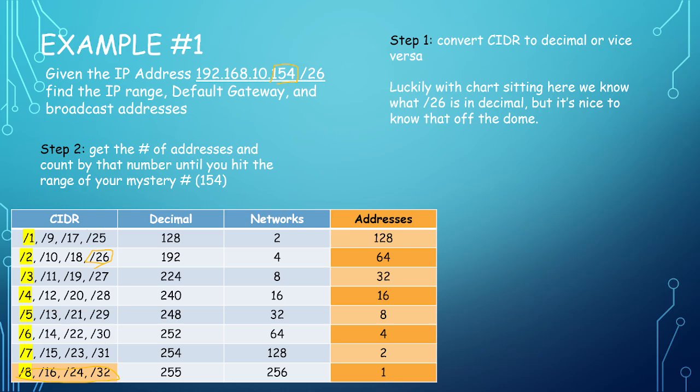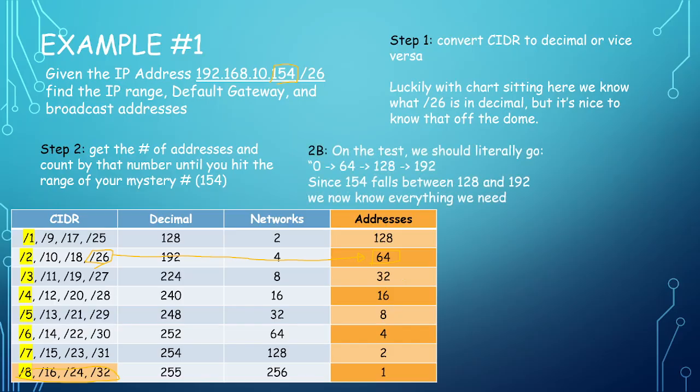Anyways, so we're going to get the number of addresses and we're going to count by that until we hit the range of our mystery number. And since we know our range of addresses is 64, so we know our CIDR, we can just skip all this and point that right there. 64, we're going to count by 64s. So on the test, we should, in this case, literally go 0, 64, 128, 192. Because that's counting by 64.